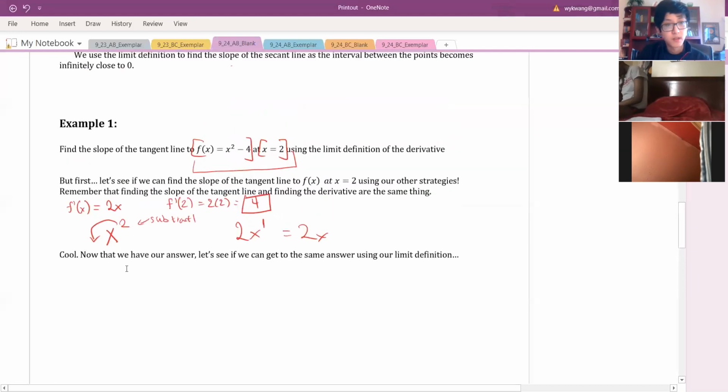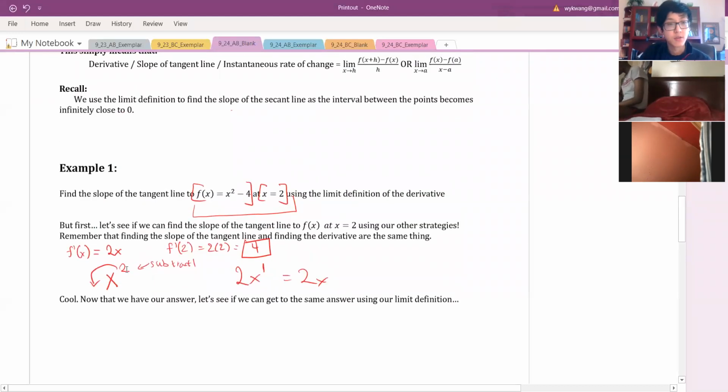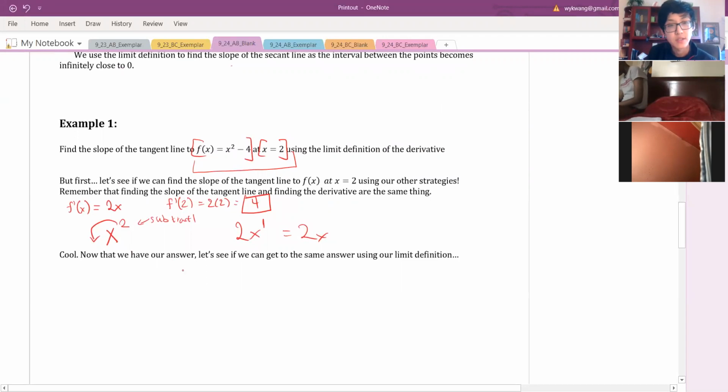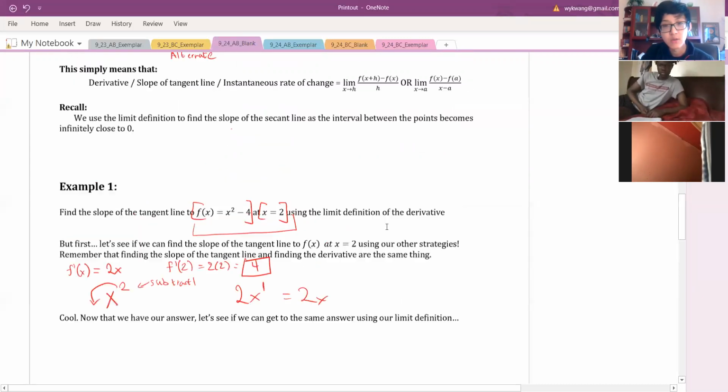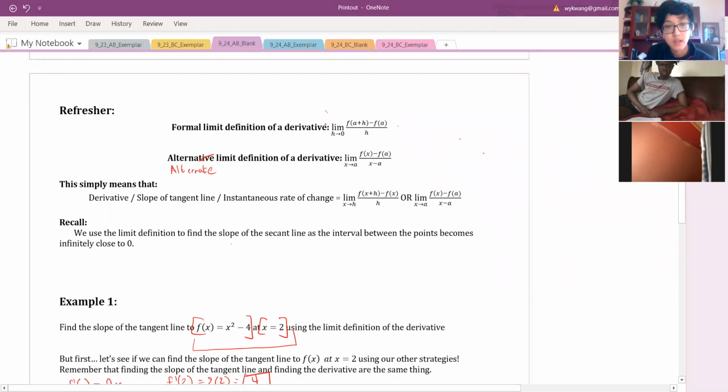Okay, so now we're actually going to tackle the real problem. Now that we have our answer, we know that the answer for this is 4. But how can we get to the same answer using our limit definition? Remember, our limit definition should equal the same thing. So this equation, if we use it on this problem, should also equal 4, right? But it's really confusing. How is this going to equal 4?